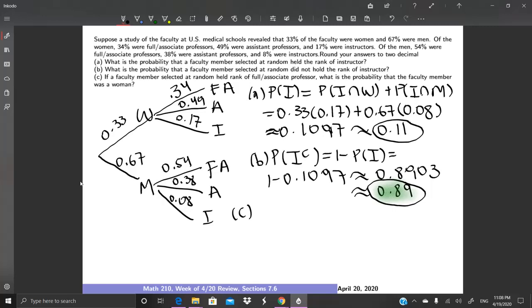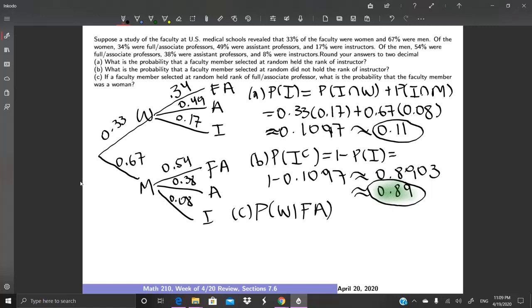Okay, so now part C. So if a faculty member selected at random held the rank full associate professor, what is the probability that the faculty member was a woman? So this is a case of you have to figure out, okay, so I see full associate, so that's the FA parts, and then I see woman, so that's the W. So is it probability of W given FA, or is it the probability of FA given W? So what I'm claiming is this is what the question is asking us. Probability of W given FA, right?